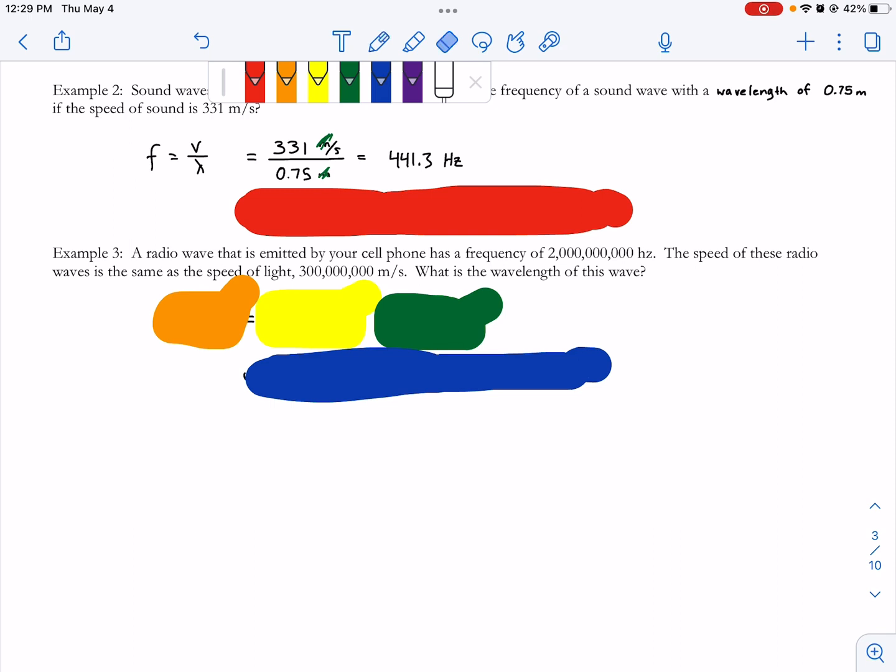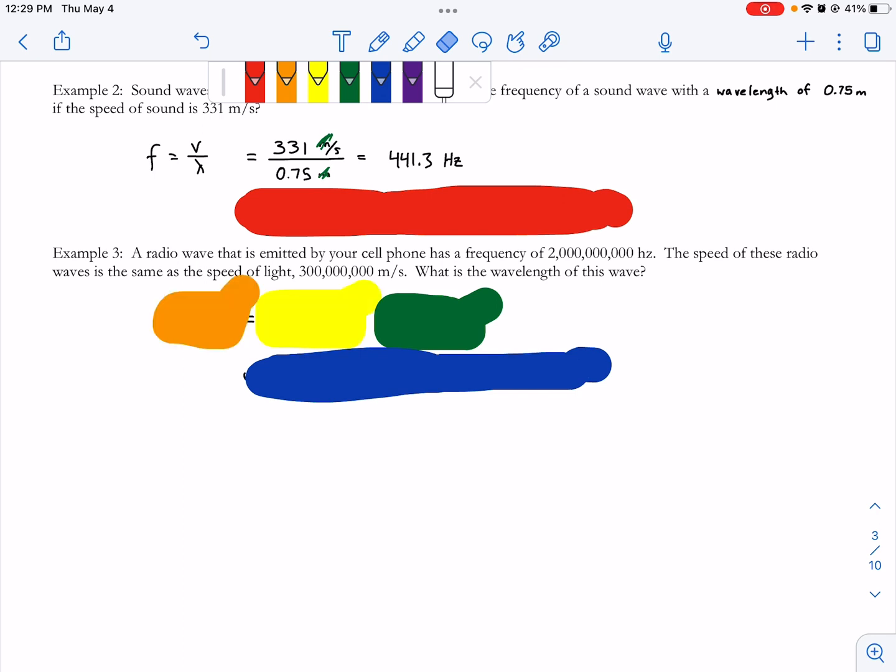Okay, last one. Maybe I can do this one right. A radio wave that is emitted by your cell phone has a frequency of 2 billion hertz. The speed of these radio waves is the same as the speed of light, which is 300 million meters per second. What is the wavelength of this wave?